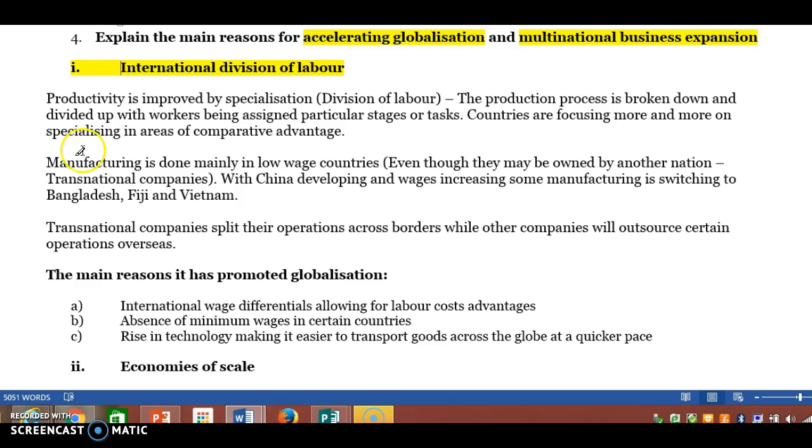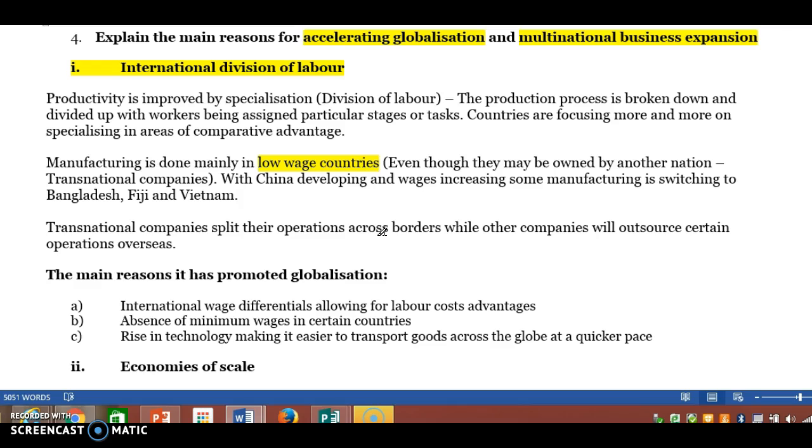So for example, manufacturing is generally done in low-wage countries. Even though the company may be owned by another nation, so it might be a transnational company, the manufacturing part of the business may be done in a low-wage country with the idea of trying to save money in the form of wages. So with China developing and wages increasing there, some companies have started to move towards Bangladesh and Fiji and Vietnam to try and take advantage of their lower labour costs. So transnational companies split their operations across borders, while other companies will outsource certain operations overseas. That's what international division of labour is all about.